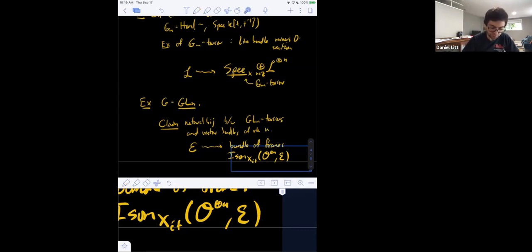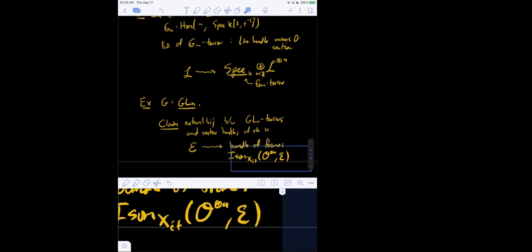And maybe it's worth noting, what is an isomorphism? How does this compare to my description of the bundle of frames from before? What is an isomorphism between O direct sum n and E? It's like a basis of E, right? It's a basis of every fiber, in fact. Are there any questions about that?